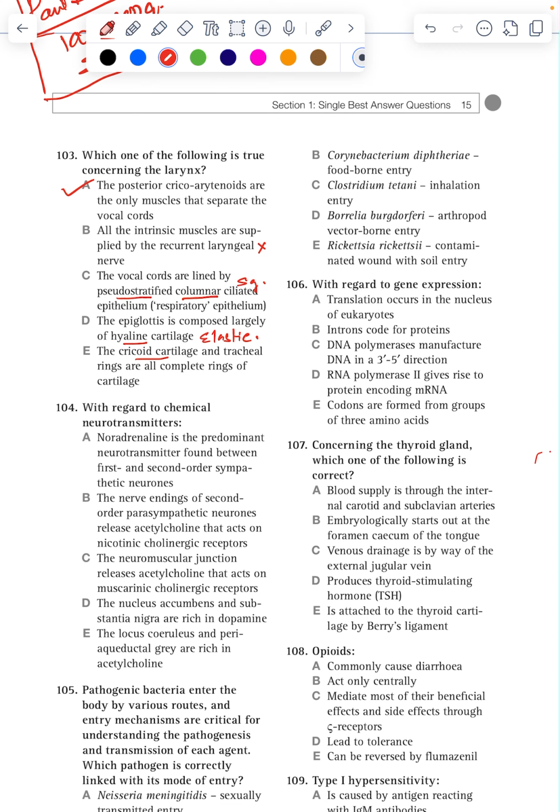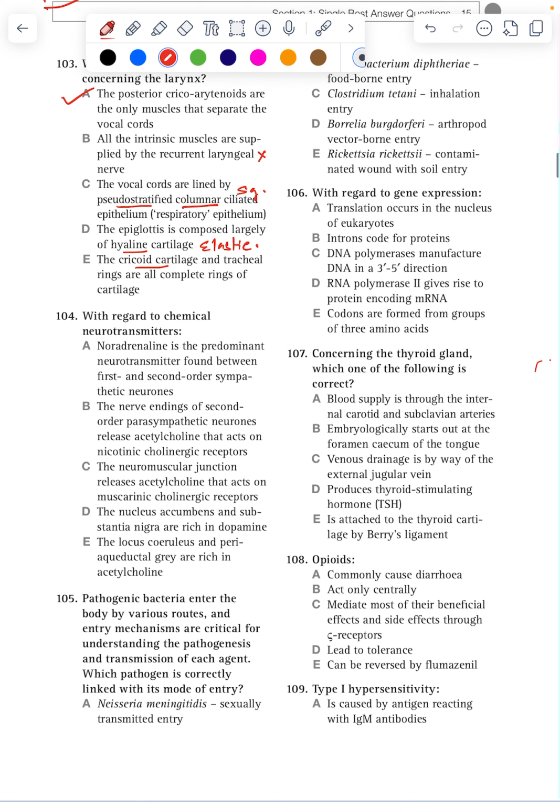Now this is question number 4. With regard to chemical neurotransmitters, noradrenaline is predominantly found between the first and second order neuron. Now all have acetylcholine at the first order neuron. This is wrong. Then, the nerve ending of the second order parasympathetic neuron releases acetylcholine. Even the second part is not like that. The nerve endings of second order parasympathetic neurons release acetylcholine that acts on nicotinic cholinergic receptors. It is not, this is about the nervous system.